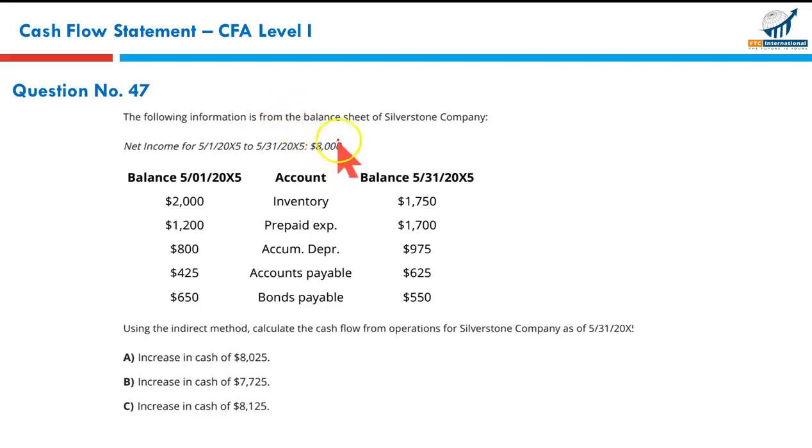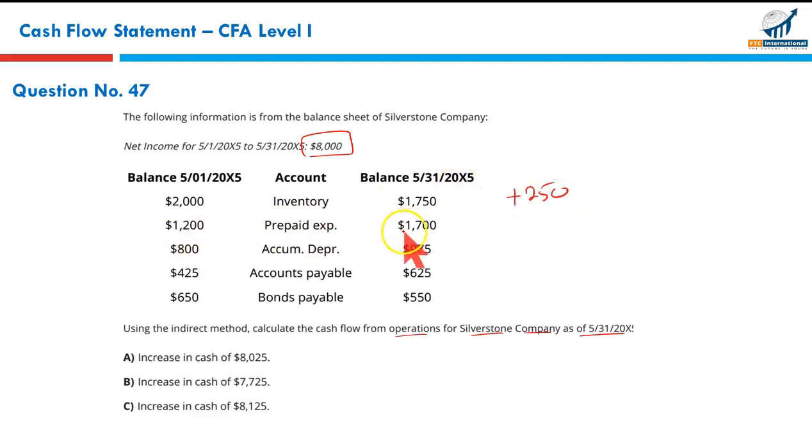The following information is from the balance sheet of Silverstone Company. We have been given the net income for the period, $8,000. What we are required to do: use the indirect method, calculate the cash flow from operations for the company as of 31st of May, 20X5. Okay, we have the starting point, net income is given. Over the month, 1st of May to 31st of May, inventory has fallen, so it would have resulted in an inflow.